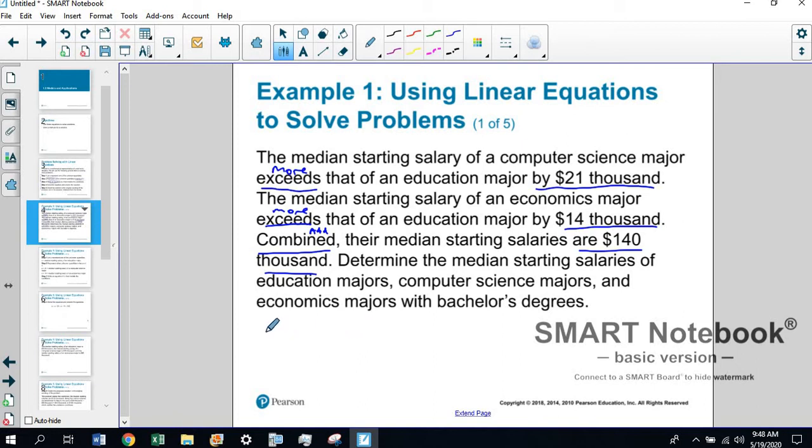So we have three things we don't know. Right? We don't know the education major salary. We don't know the computer science major salary. We don't know the economics major salary. We don't know those three things. But computer science is tied to education. Economics is tied to education.